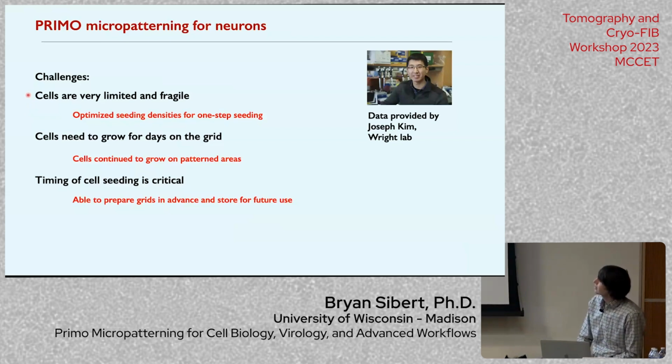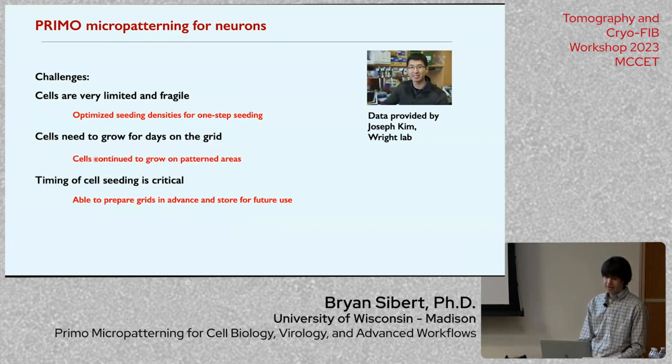One, these cells are very limited and fragile. So he's digesting them from larvae, and they can't just hang around in lab all day. He only gets flies so often. And so, he really had to work hard to optimize the ECM and one-step seeding. The neurons need to grow more than normal cells.